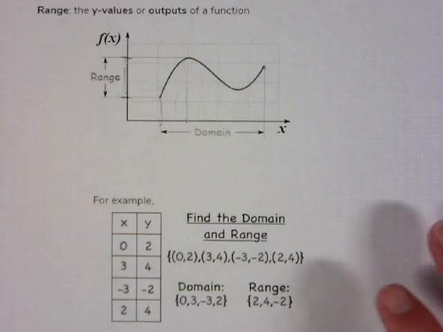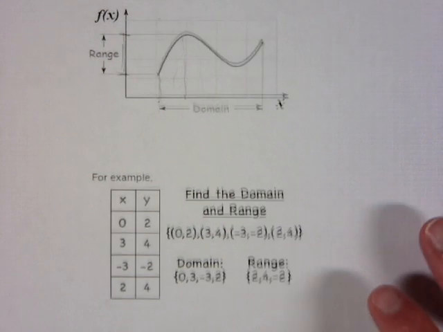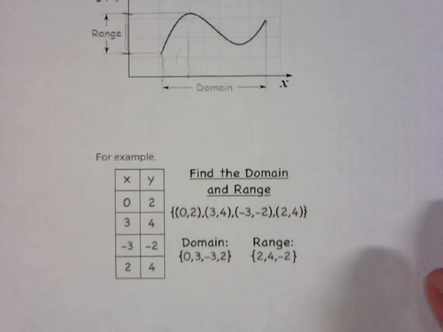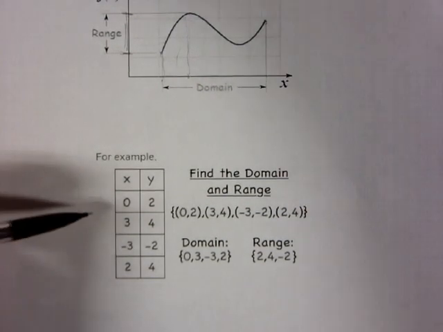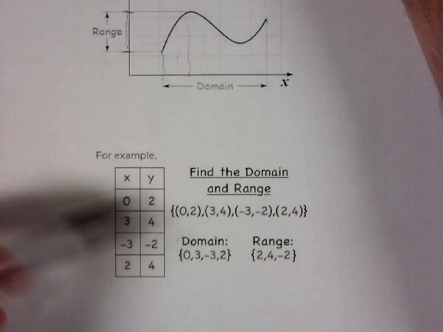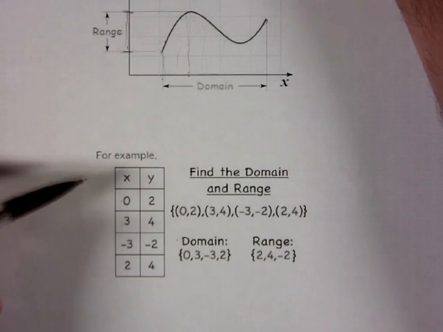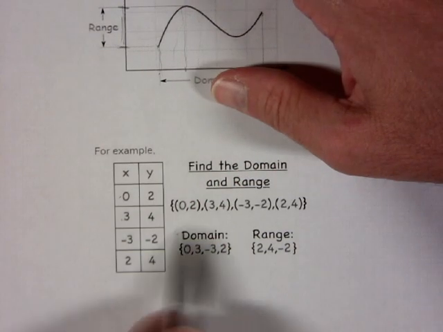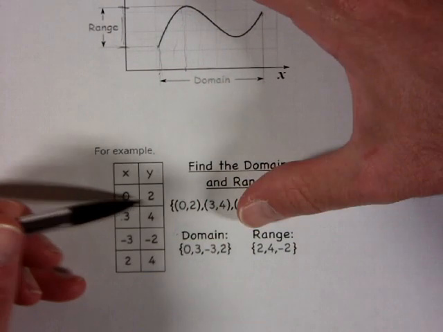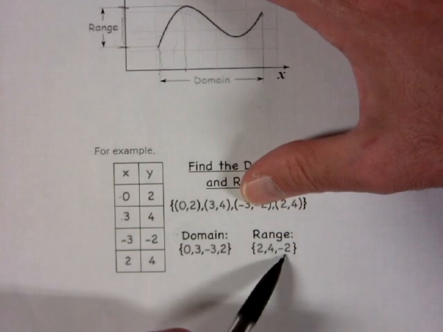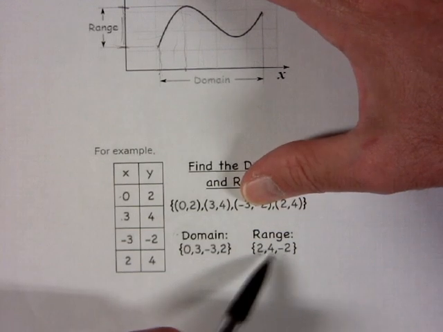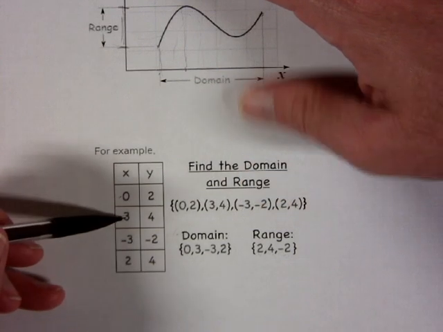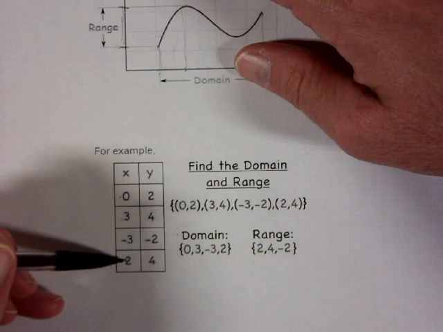Here's another example where we're given a table instead of a graph. If we wanted to find the range and domain of this particular relation, then for the domain, we need to look at the x values. Well, we have x values of 0, 3, -3, and 2. So that's your domain. For the range, we've got 2, 4, and -2. The reason there's only 3 values listed here is because 4 is repeated twice. So 3 goes to 4 and 2 goes to 4.